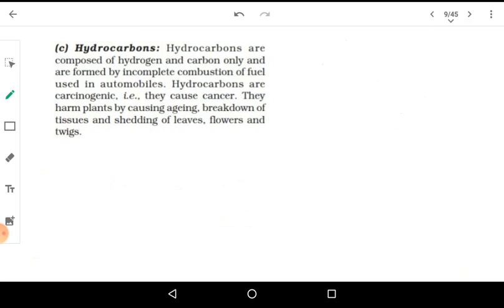So now let us look at the third important pollutant, that is hydrocarbons. Hydrocarbons are produced by the incomplete combustion of fuel, and as we have studied in the chapter on hydrocarbons, the majority of them are carcinogenic. That means they cause us cancer. So they are toxic to humans because they cause cancer.